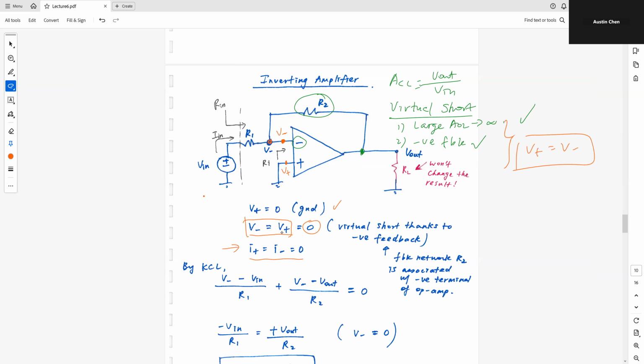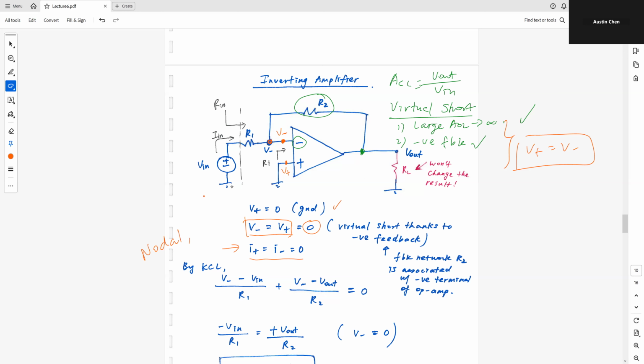Okay, so we have all this background information ready. Now we can proceed to solving for V out over V in. We're just going to use a simple KCL here, and we need to pick a node to write our KCL equation, or nodal analysis. So the question is, which node should I use? Remember, the objective here is to come up with an equation that relates V out and V in.